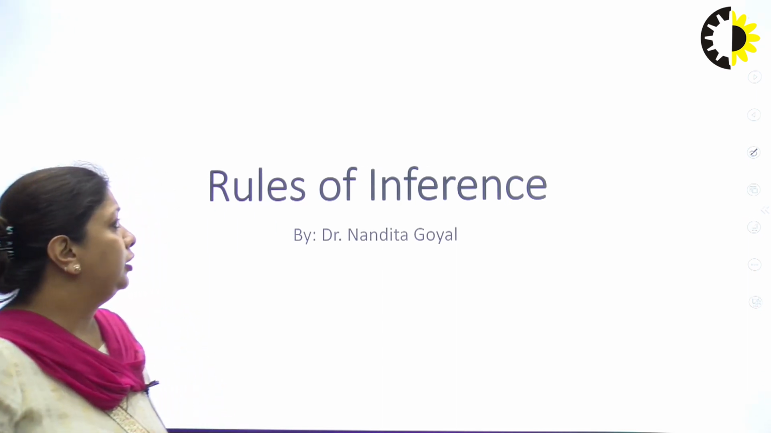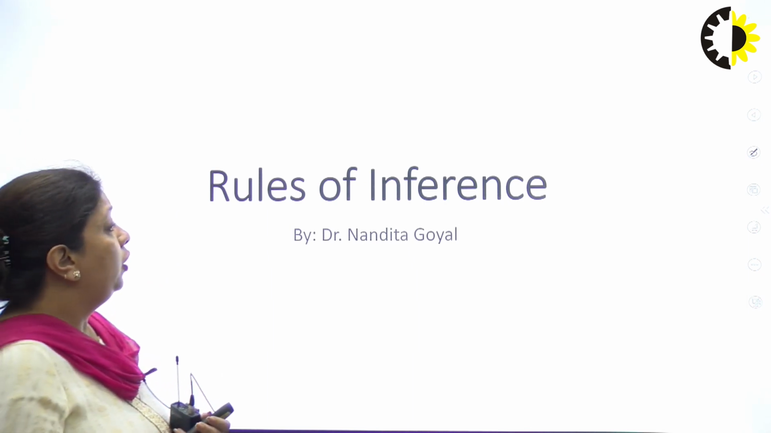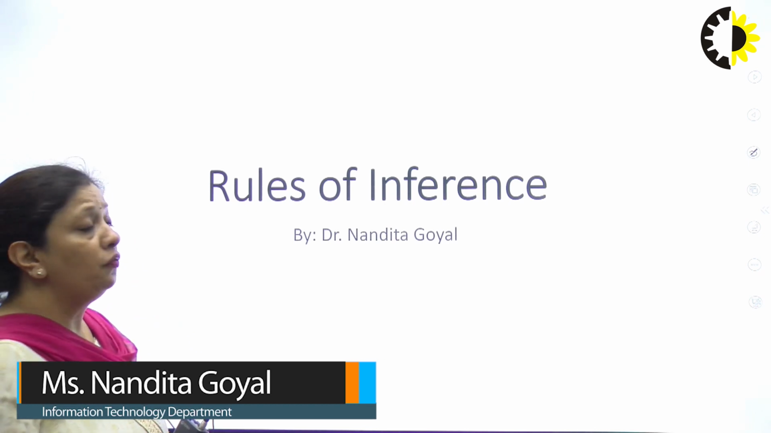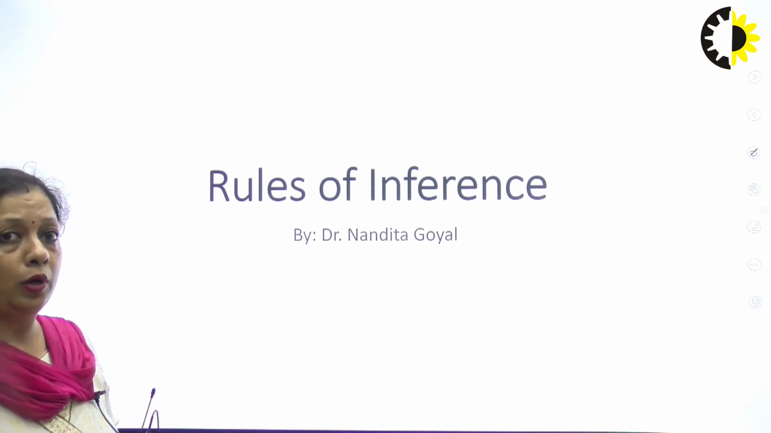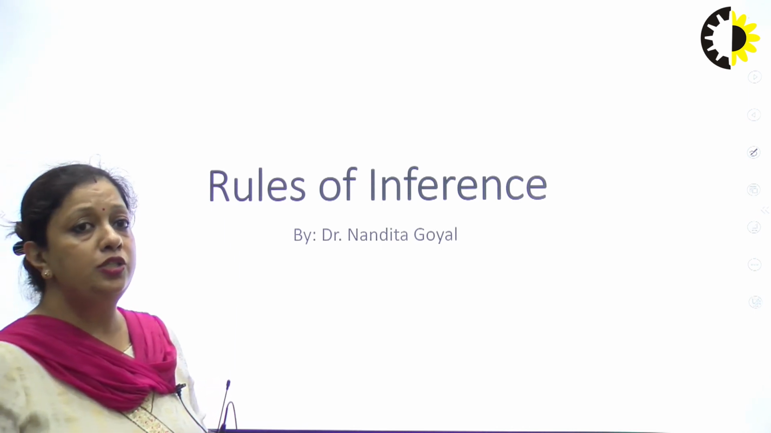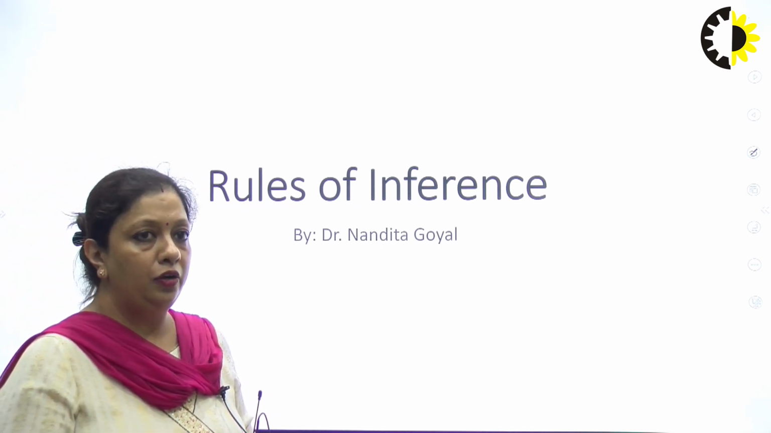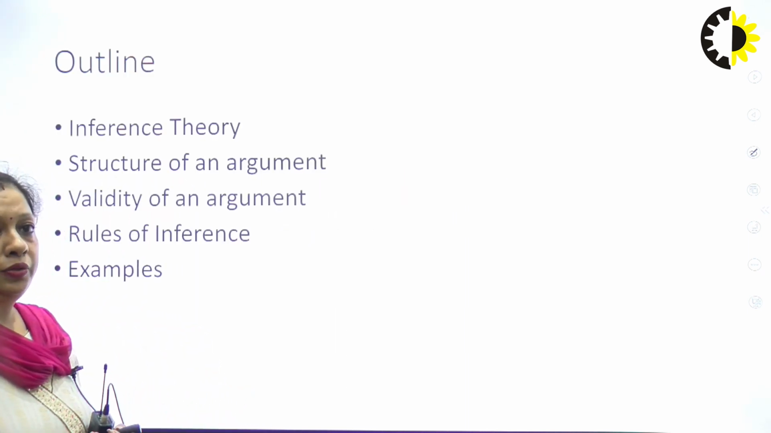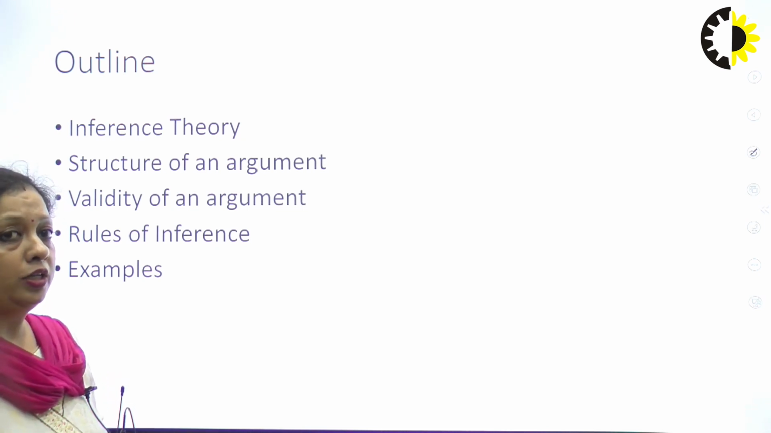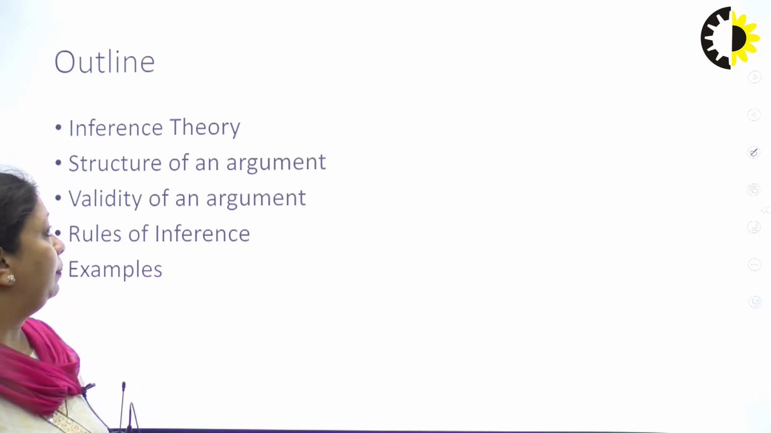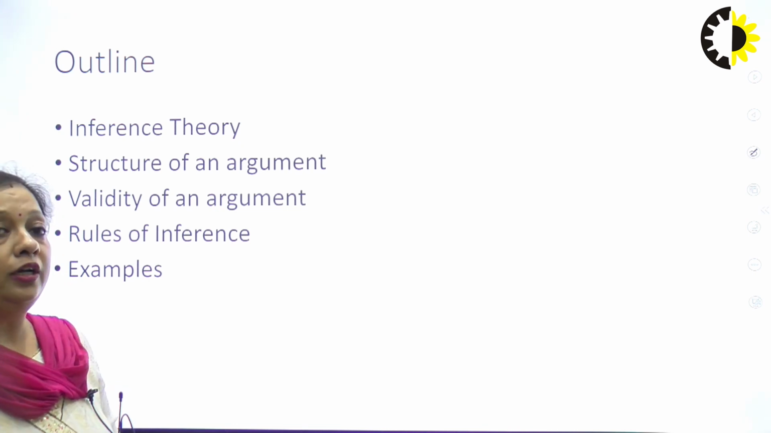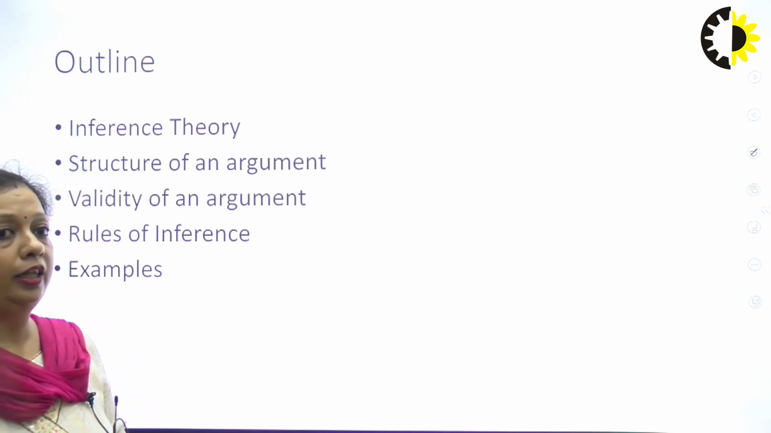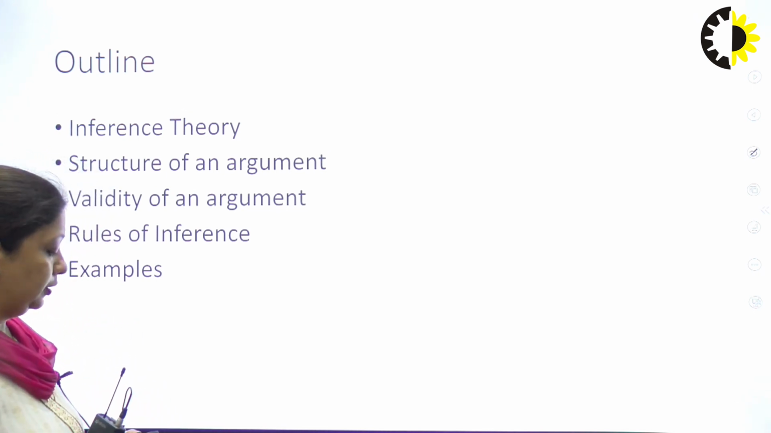Today I'll be discussing the topic rules of inference, which is a topic from discrete structures, and one of its important topics: what are rules of inference and how do we apply these rules to check the validity of different arguments. The topics I will cover in my lecture today include inference theory, the structure of an argument, what we mean by validity of an argument, the different rules of inference which can be applied to check the validity of an argument, and then we will discuss a few examples.